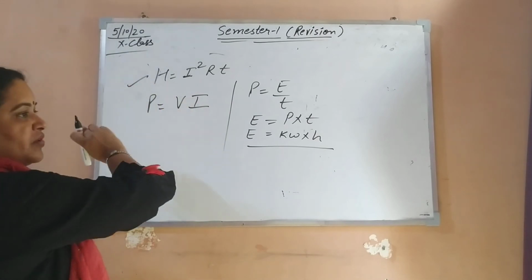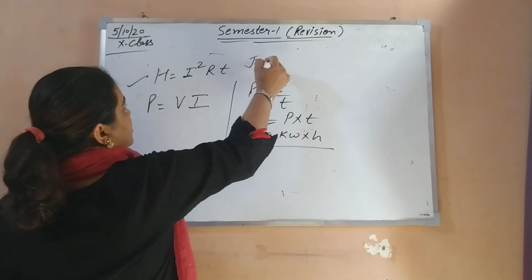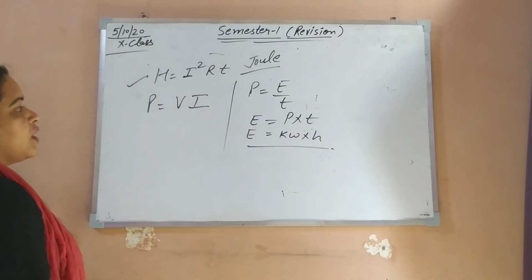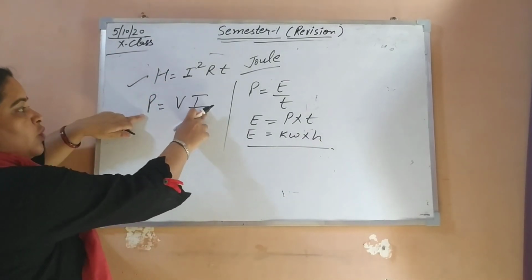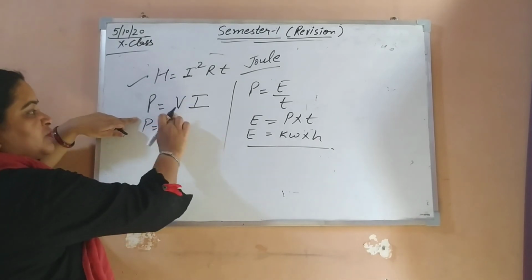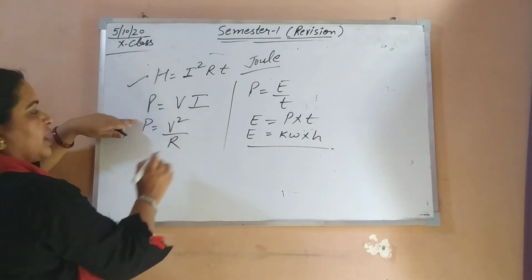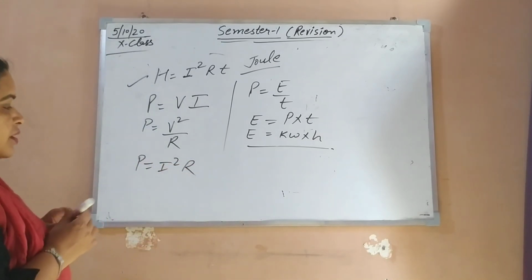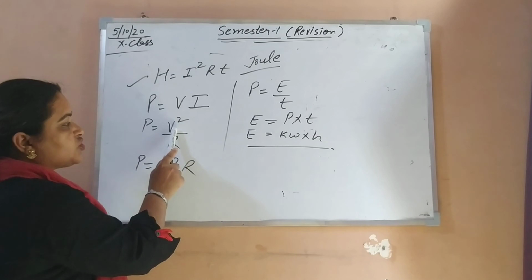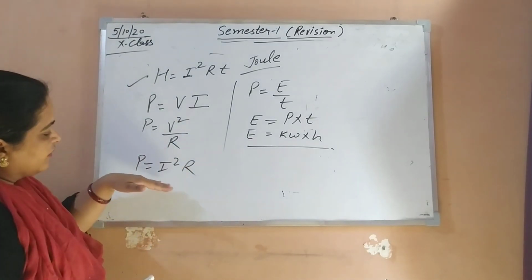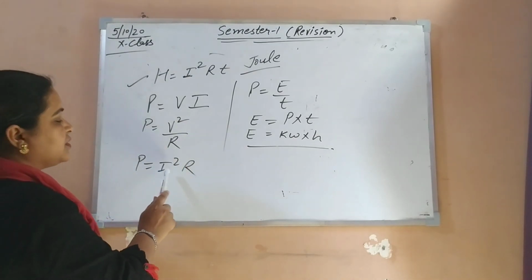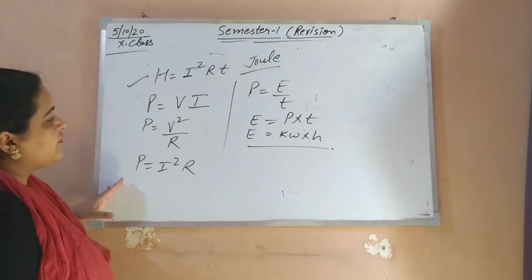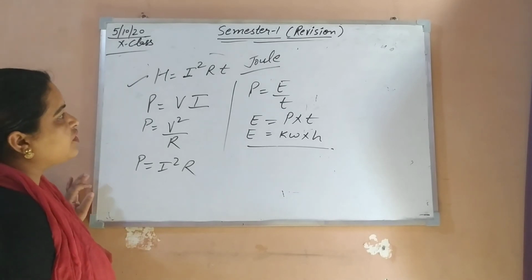Otherwise, what is the SI unit of energy? We calculate that in joule, but commercially we calculate in kilowatt hour. Power is equal to V into I, and when we substitute Ohm's law, it becomes V square by R. But power is I square R for a series combination. When potential is given and constant, we use this formula. And when current is given and it is a series combination, then we use this formula to calculate the power of the devices. According to their combination, we use them.